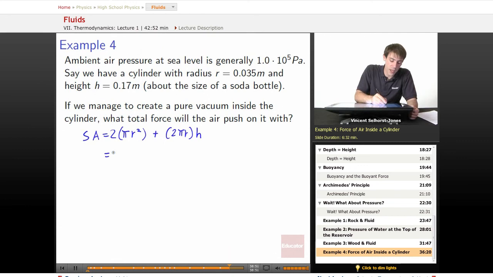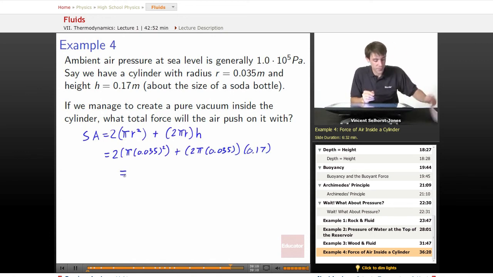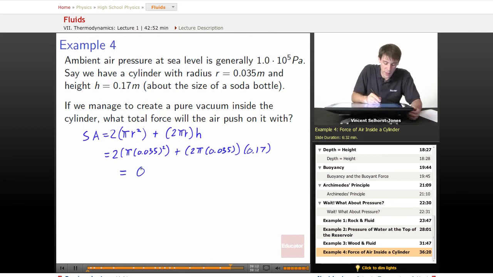We substitute everything in. We've got 2 times pi times 0.035 squared plus 2 times pi times 0.035 times the height of 0.17. We toss that all in together, put it into a calculator, and we get that the total surface area our bottle has exposed, or our cylinder has exposed to the air, is 0.0451 square meters.